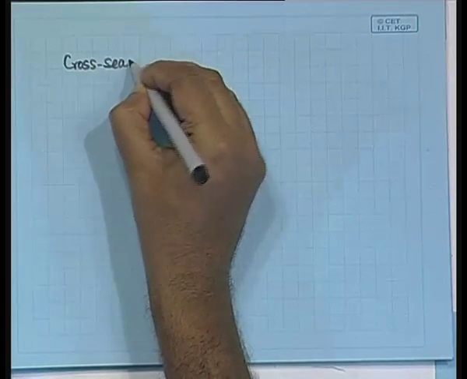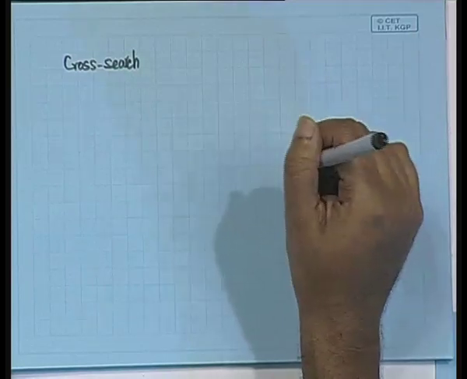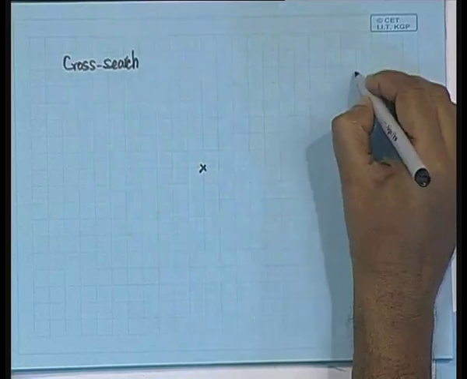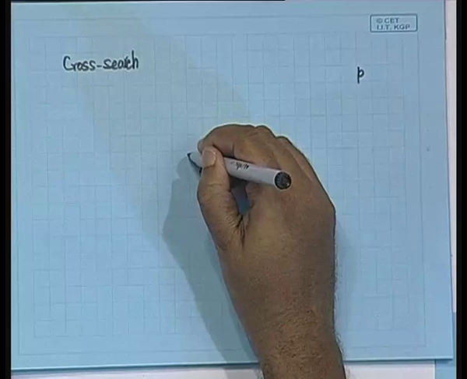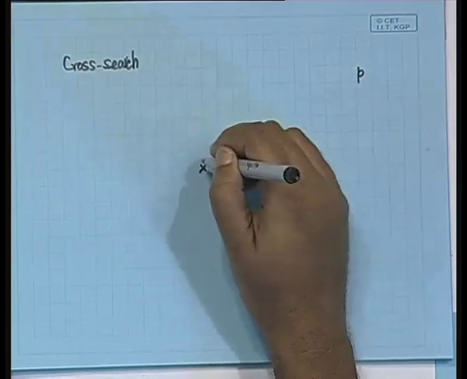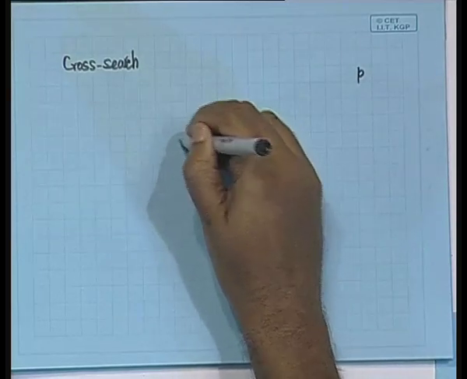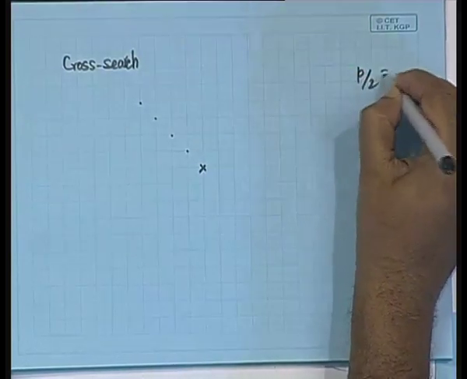Now, as the name suggests, cross search means that instead of searching around a plus, you search around a cross. Which means that if this is the center position, you have some value of p, and then you go by steps of p by 2 on either side in the cross direction. That means here 1 step, 2 steps, 3 steps, 4 steps. Let us say that p by 2 is equal to 4.